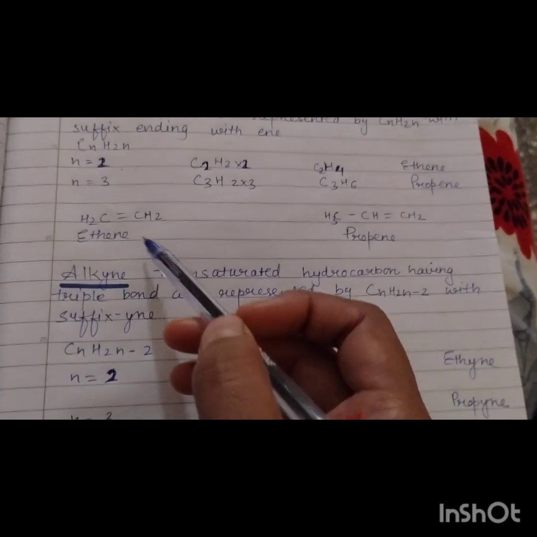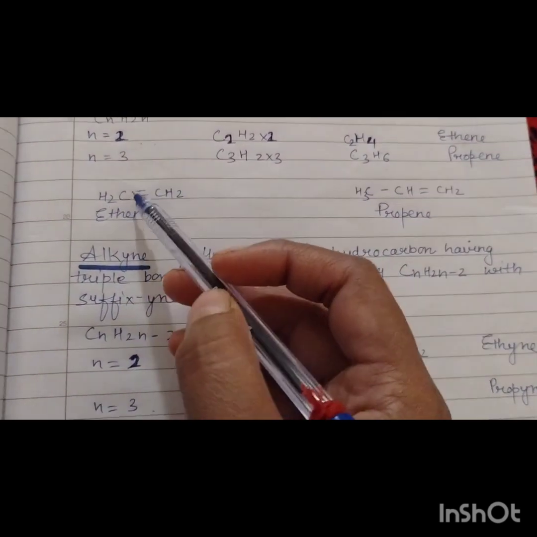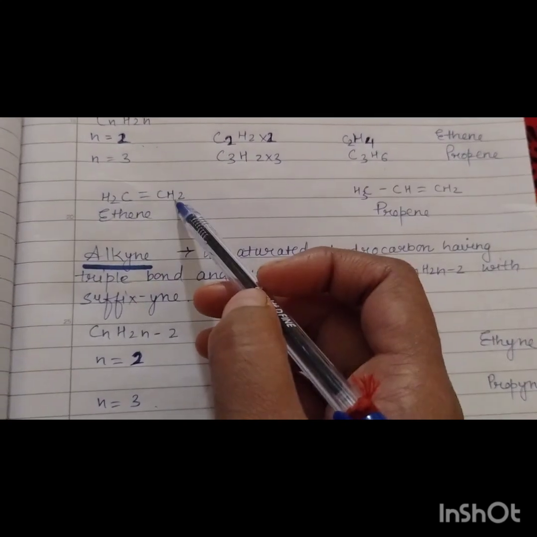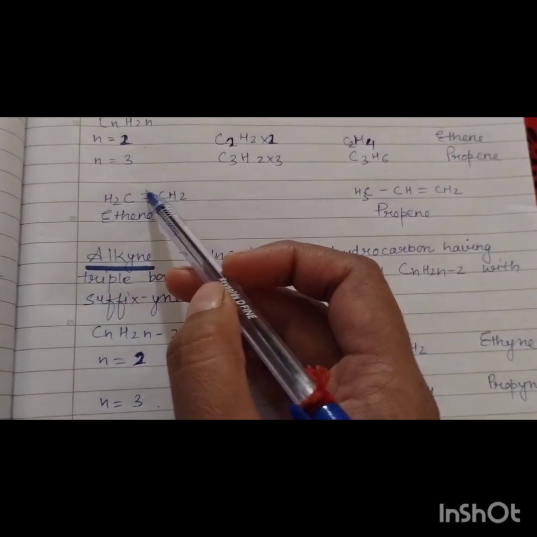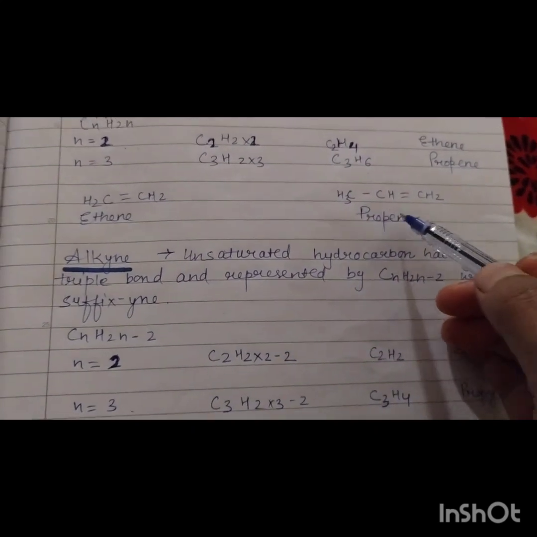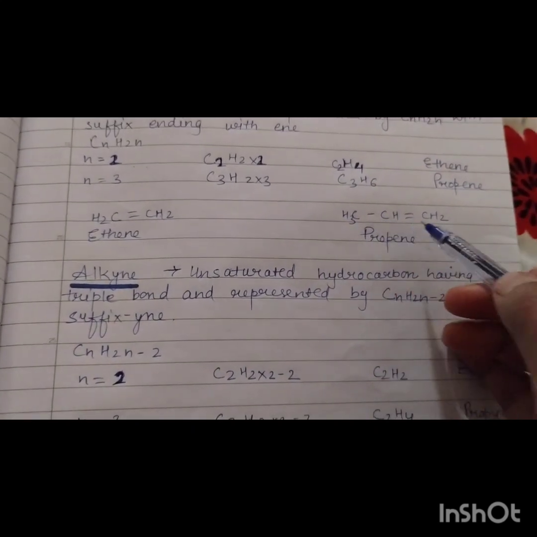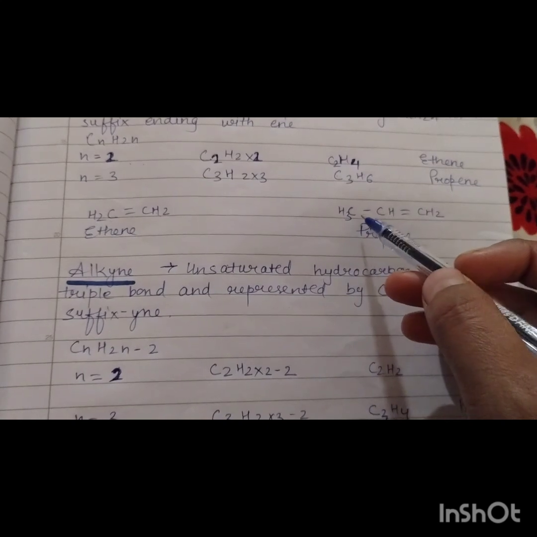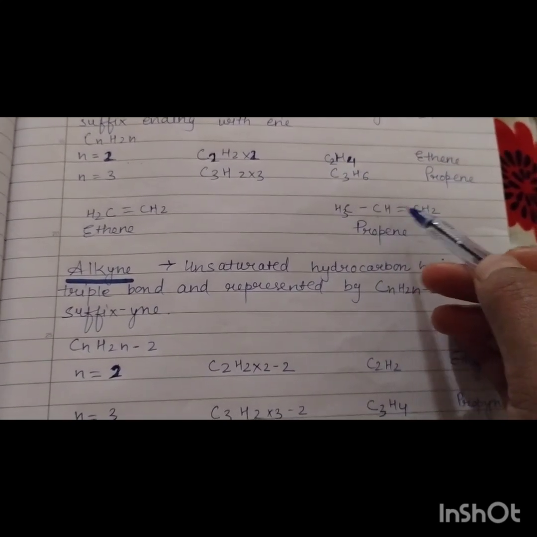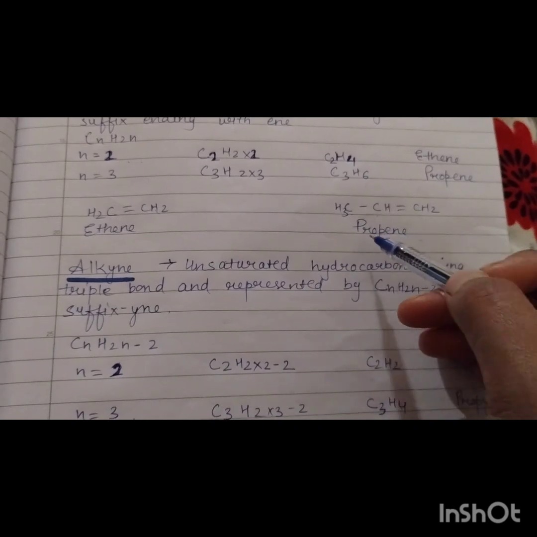So this is the structure of ethene. Meth, eth, 2 carbons are there, eth, and a double bond is present, that is -ene. Here 3 carbons are present, meth, eth, prop, and because of the double bond there is -ene, propene.